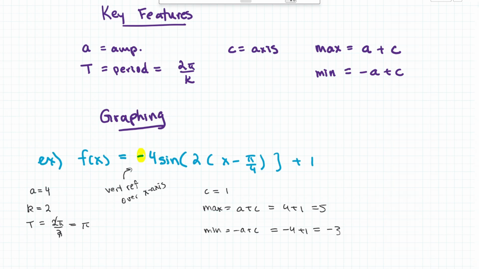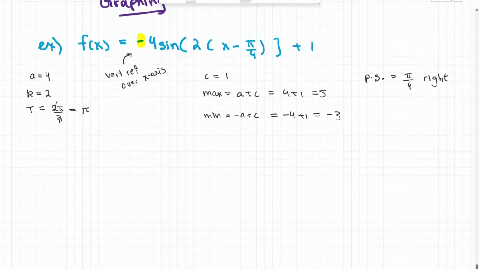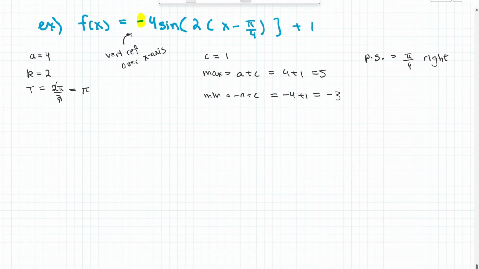Is that everything? Well, that's everything we've had so far, but what about our phase shift? We always want to include our phase shift as well, and that equals our d value. In this case, our phase shift equals pi over 4 units to the right. Now we have all our key pieces of information. So I'm going to show you how we can graph all of this, every single transformation in one step, except for our phase shift.